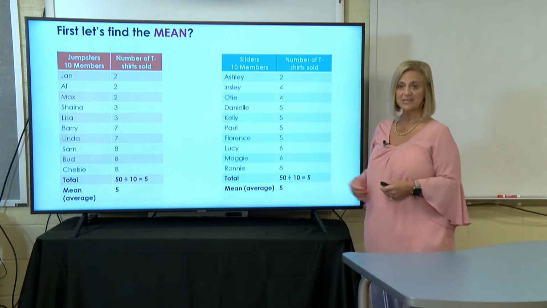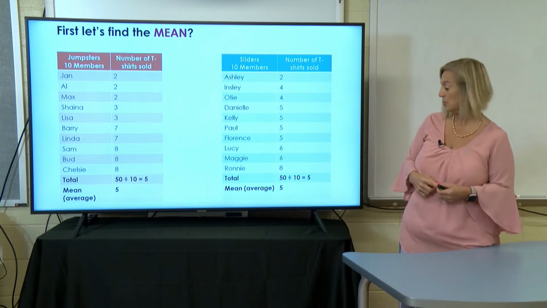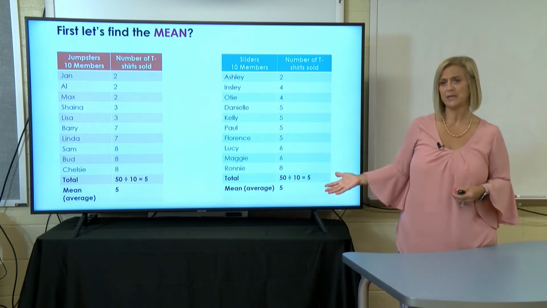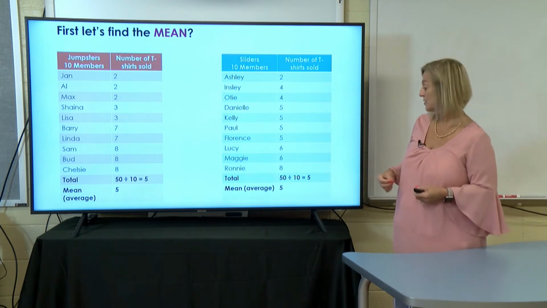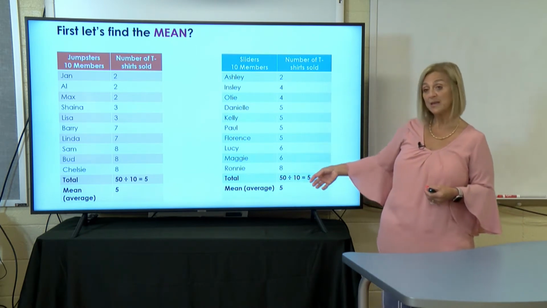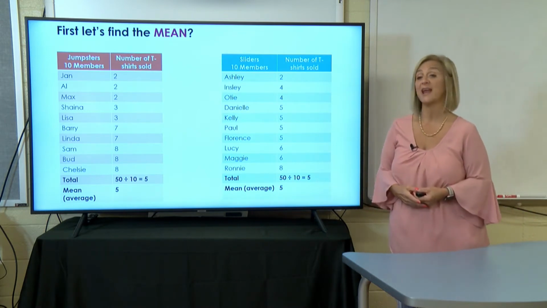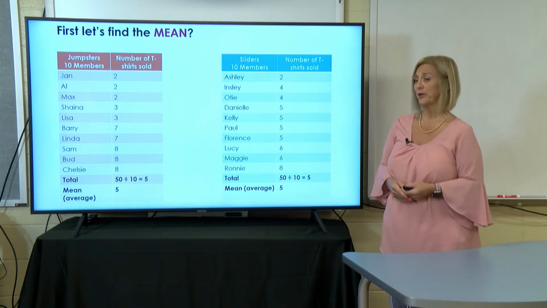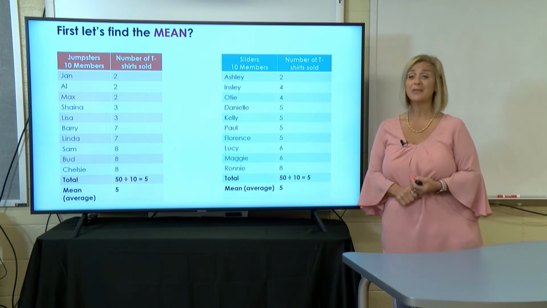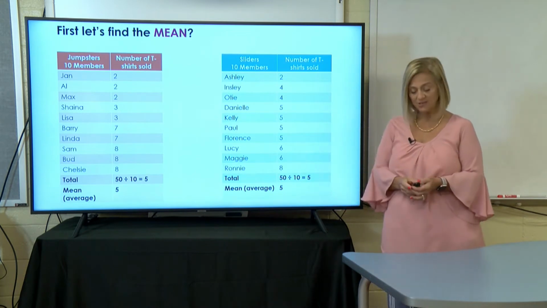So now let's look at the Sliders. If we add up all of the T-shirts that the Sliders sold, they also sold 50. And they have 10 team members. If we divide 50 by 10, they also have a mean, or an average, of 5. I don't think that's going to let us determine a winner. So we can't use the mean to determine a winner, so let's move to the range. Let's check the range.